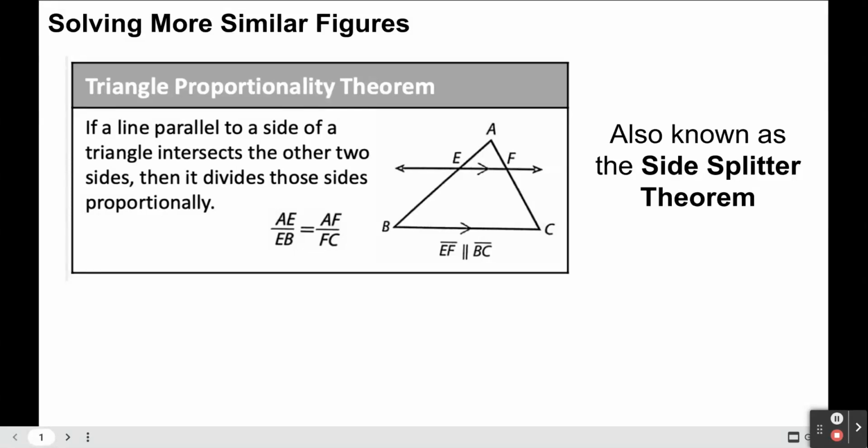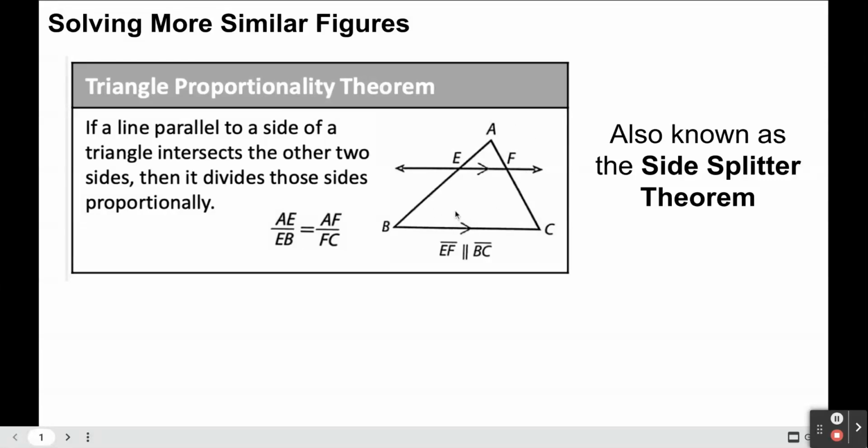In this lesson, you will continue to solve similar figures. We will work with the triangle proportionality theorem. It says that if a line parallel to a side of a triangle intersects the other two sides of the triangle, then it divides those sides proportionally. So let's look at our figure here.